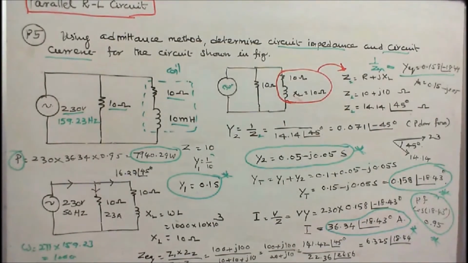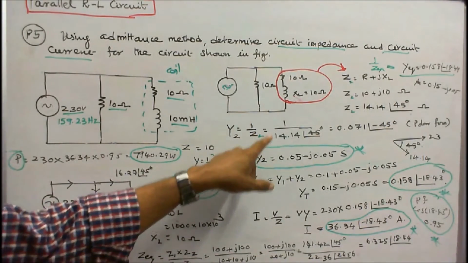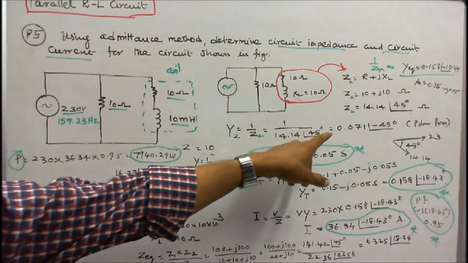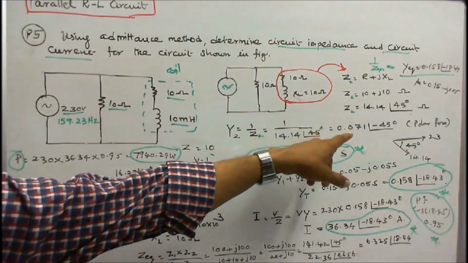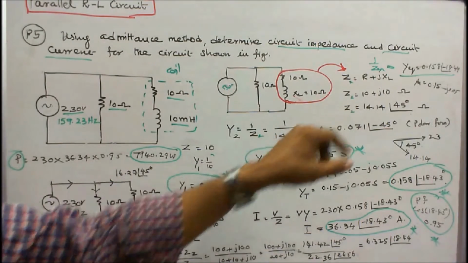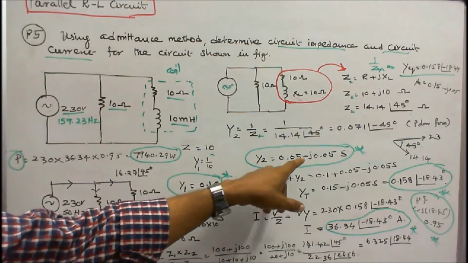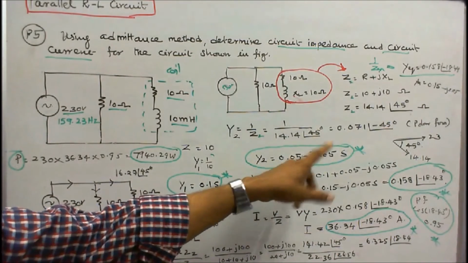I can find admittance Y2. Y2 is equal to 1 by Z2, that is equal to 1 by 14.14 angle 45 degrees, that is equal to 0.071 angle minus 45 degrees in polar form. In rectangular form, Y2 is equal to 0.05 minus J 0.05 Siemens.